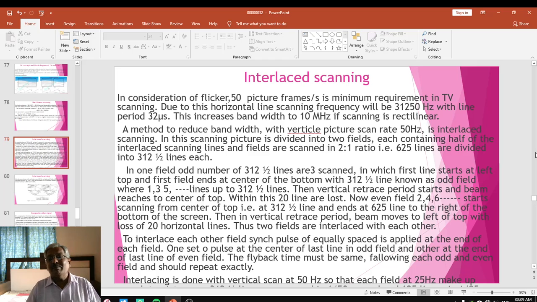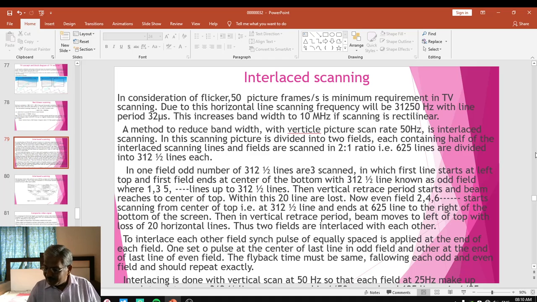Friends, we also studied the horizontal resolution, vertical resolution, and horizontal scanning frequency, that is 15,625 Hz. We studied the time period of horizontal trace and retrace, that is 64 microseconds. The horizontal trace period is 52 microseconds. The horizontal retrace period is 12 microseconds. As far as bandwidth is concerned, it is a maximum of 5 megahertz. So all those standards we have covered in the last period.